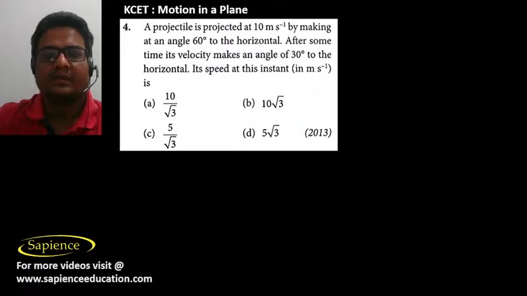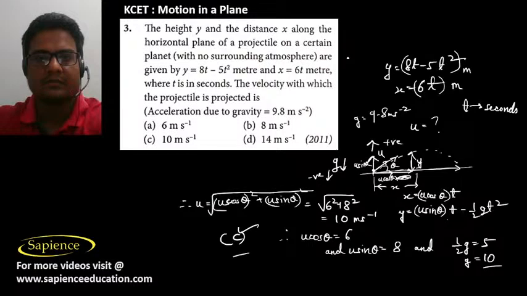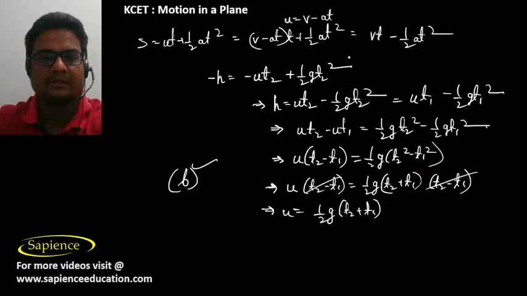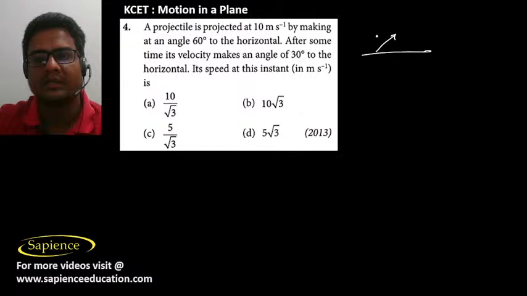And then in question number 4, it has been told that a projectile is projected at 10 meter per second. So the initial velocity is 10 meter per second, and it is making an angle of 60 degree with the horizontal, and then after some time its velocity makes an angle of 30 degree to the horizontal.